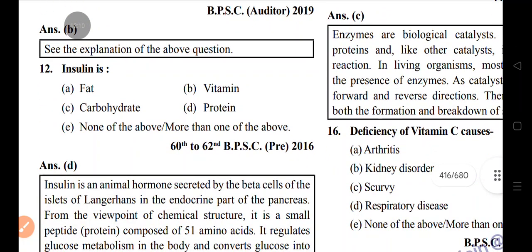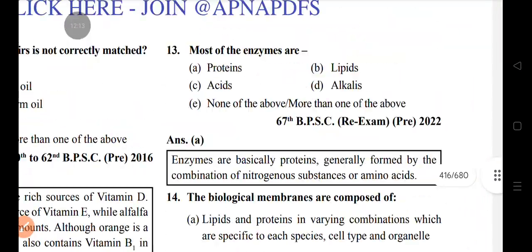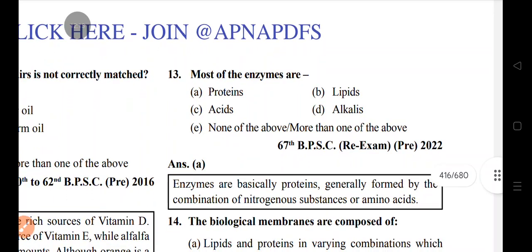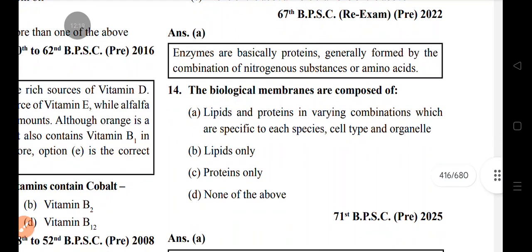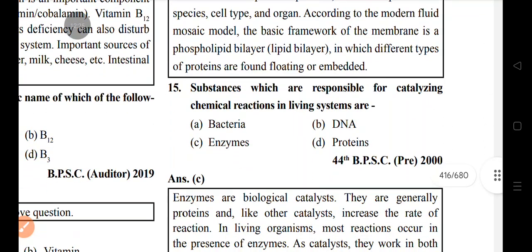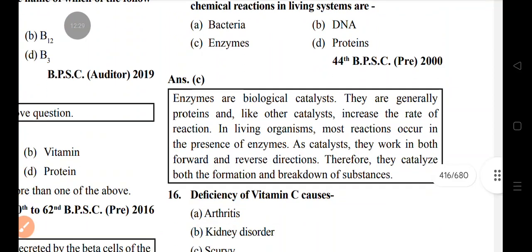Insulin is a protein. Most enzymes are proteins. Biological membranes are composed of lipid and protein in varying combinations, which are specific to each species, cell type and organelle. Substances which are responsible for catalyzing chemical reactions in living systems are enzymes.